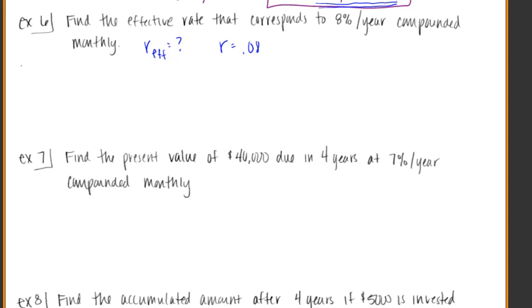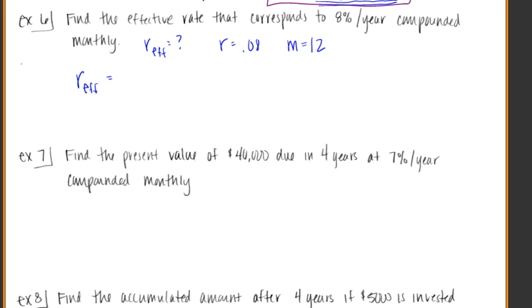We're going to compound monthly, so our M is equal to 12. Okay, so this is another one of those times when you're like, I don't remember the formula. What's the formula? Well, the effective rate equivalent is equal to (1 plus R over M) to the M, minus 1. So let's just go ahead and plug it in.